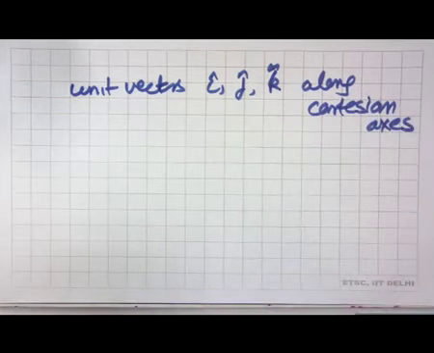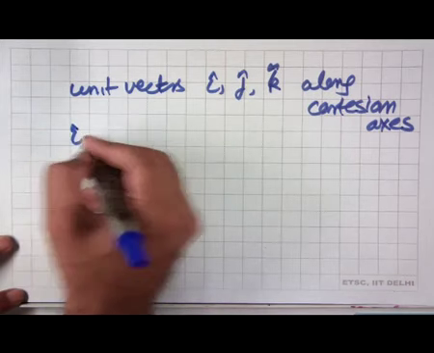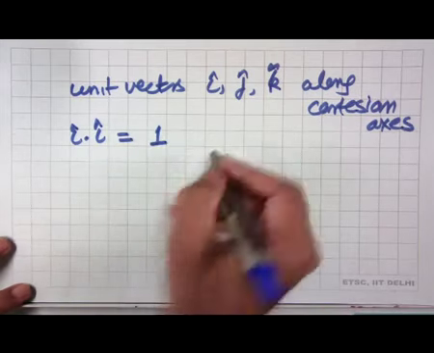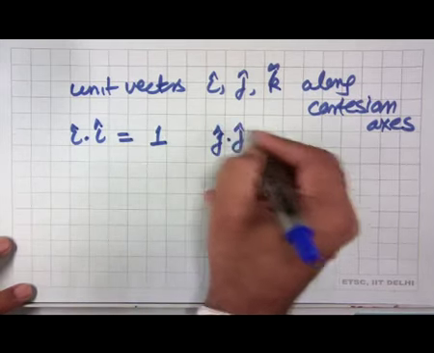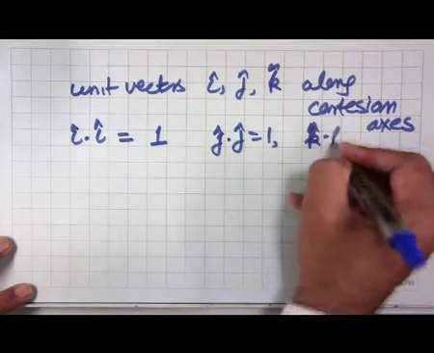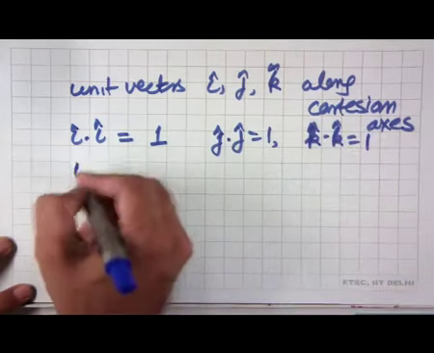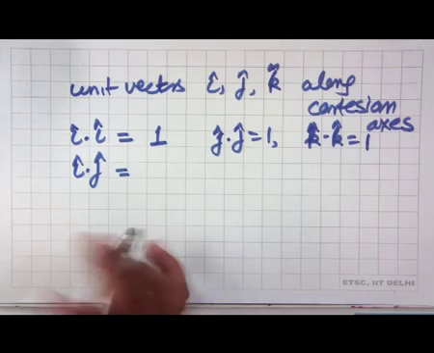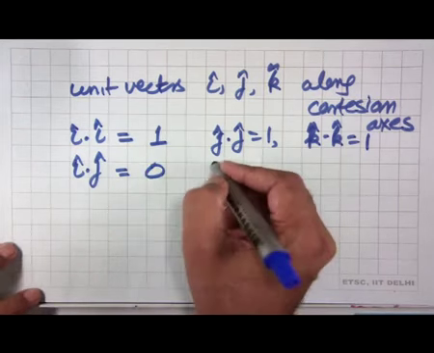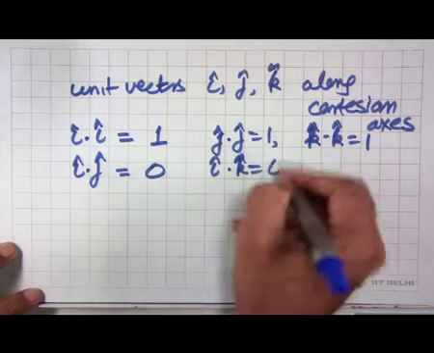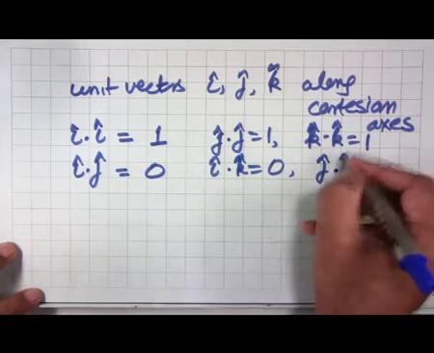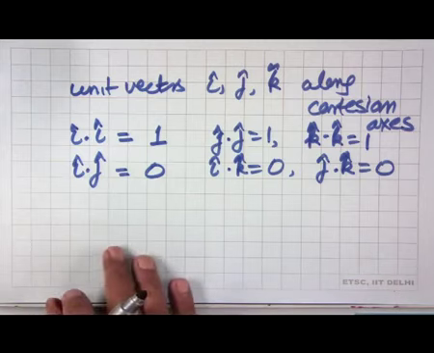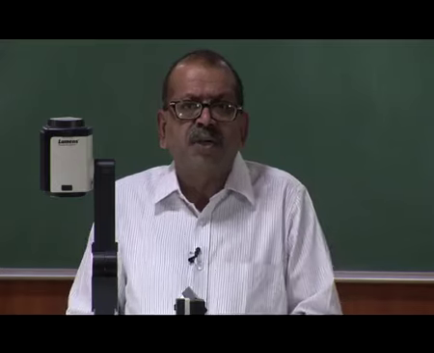So, when we look at these, then clearly if I look at i dotted with i, this will be 1. Similarly, j dotted with j will be 1 and k dotted with k will also be 1. But if I look at i dotted with j, this will be equal to cosine of the angle between i and j. So, this will be 0, i dotted with k will be 0 and j dotted with k is equal to 0. So, now this can be used to expand and write the dot product in a general way.